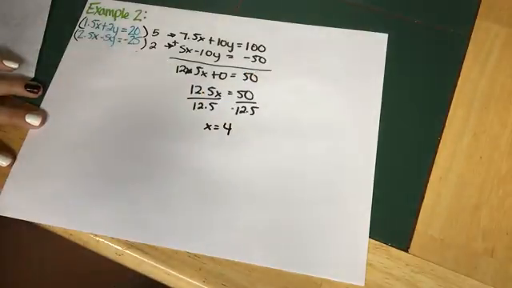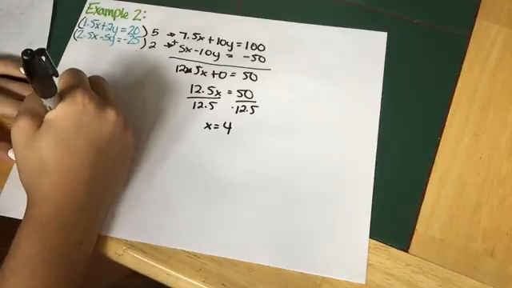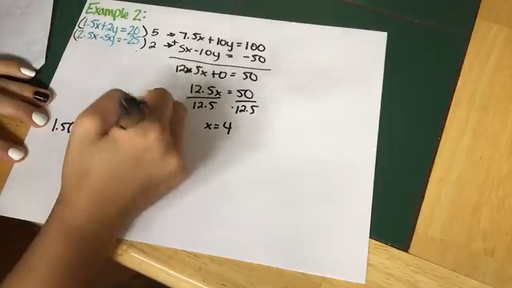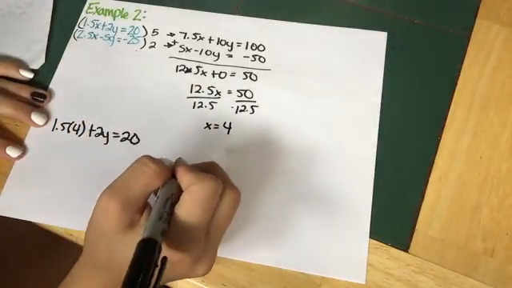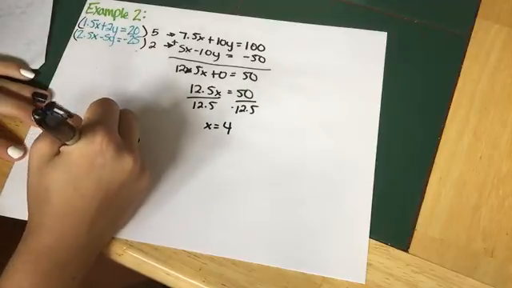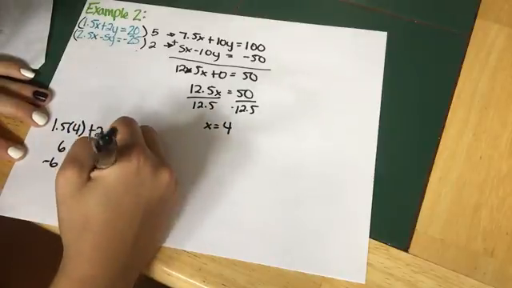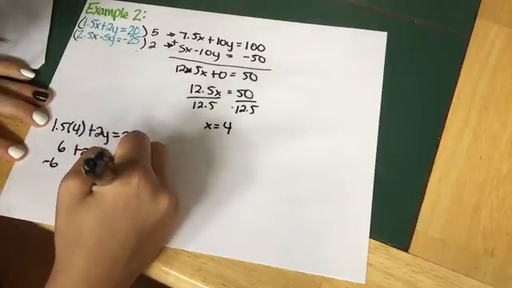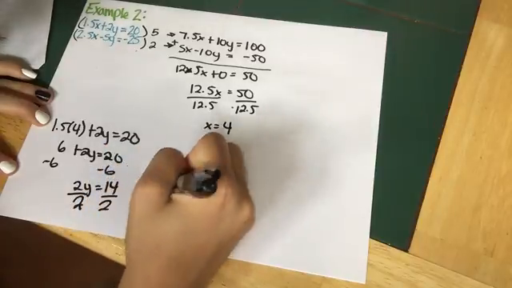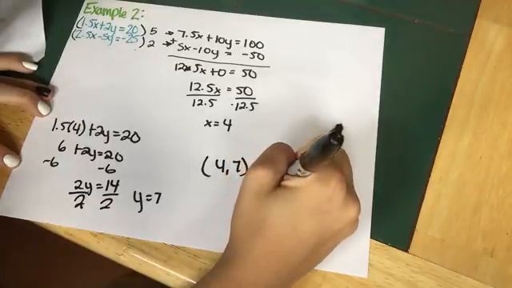And then you're going to plug that back in to any equation. We'll go with the first one. So it would be 1.5 times 4 plus 2y is equal to 20. So then it would be 6 plus 2y is equal to 20. Minus 6 from both sides. 2y is equal to 14. Divide by 2. Y would equal 7, making your solution 4, 7, and it's independent.